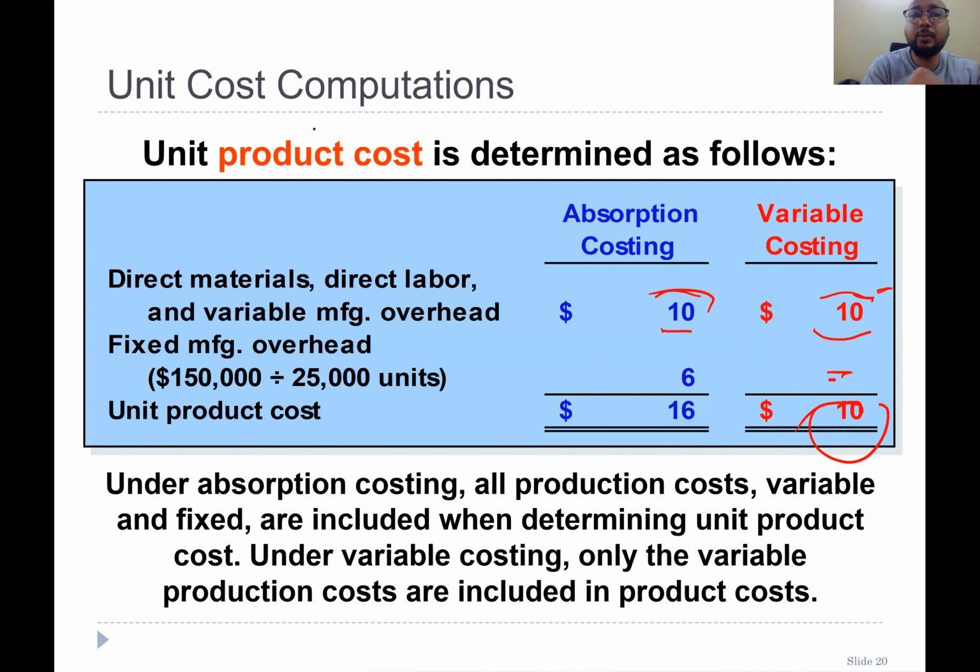So we are talking about product cost. Under absorption costing, fixed manufacturing overhead is also used to calculate unit cost. So fixed cost is 150,000 and units produced 25,000. Answer would be 6. So look at the huge difference here. In absorption costing, we calculated our product cost as 16, while if we are applying variable costing, our product cost is 10.